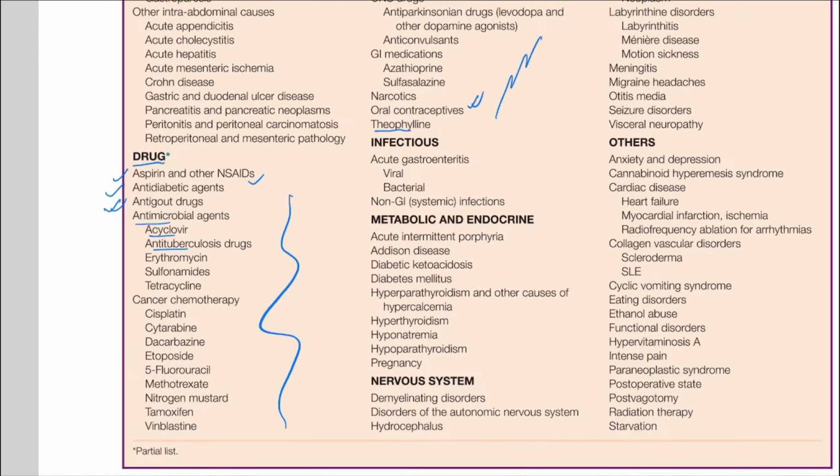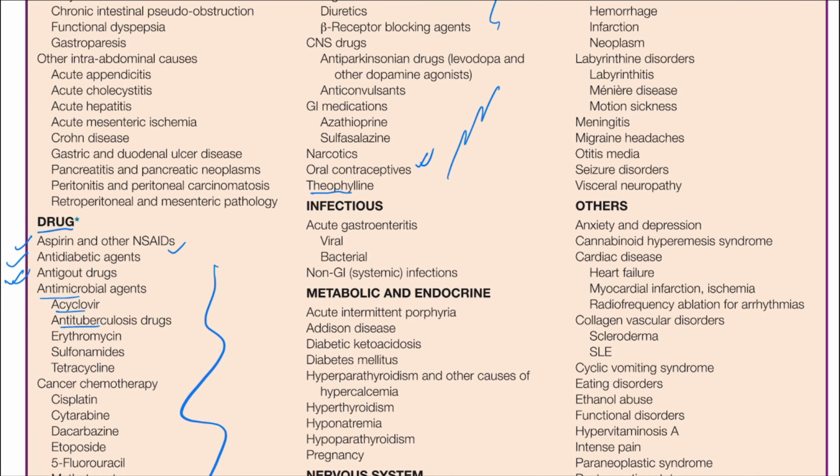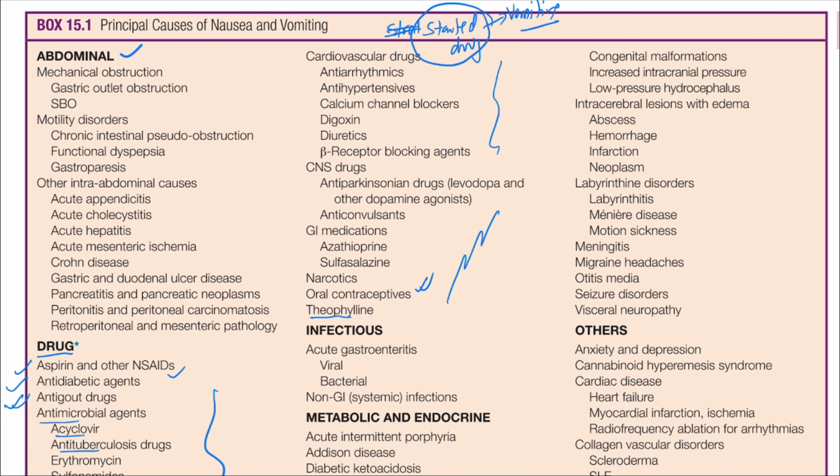What are the principal causes of vomiting? There can be abdominal causes like mechanical obstruction, like gastric outlet obstruction. There can be motility disorders. Intra-abdominal causes like appendicitis, cholecystitis, acute hepatitis, mesenteric ischemia, Crohn's disease. Any sort of intra-abdominal infection can cause vomiting.